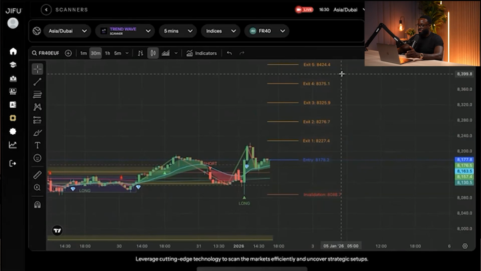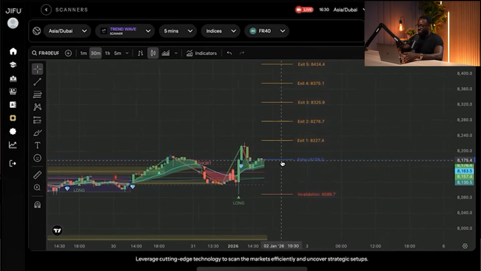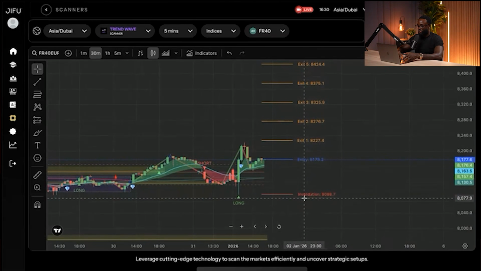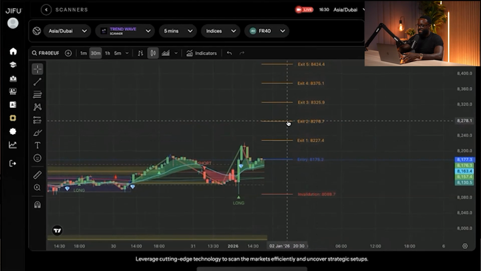It will be a market execution. You can see the entry is right here. You don't actually need to know the number for the entry because you're going to enter as a market execution. But where it says invalidation, this is your stop loss. And in this example, we're going for exit 2.